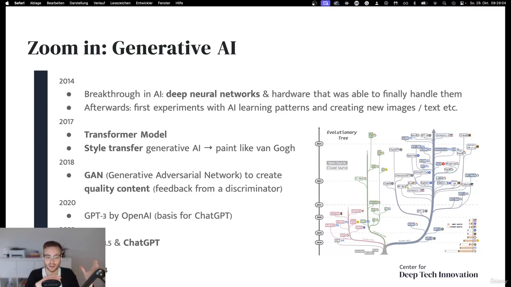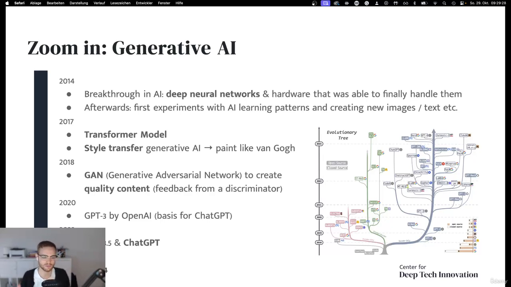That's what the discriminator does, and the generator was tasked with creating a picture of a dog or of a cat. Based on the feedback the discriminator gives to the generator, the generator learns how to become better at creating certain things that the discriminator, and in the end the user, would expect.